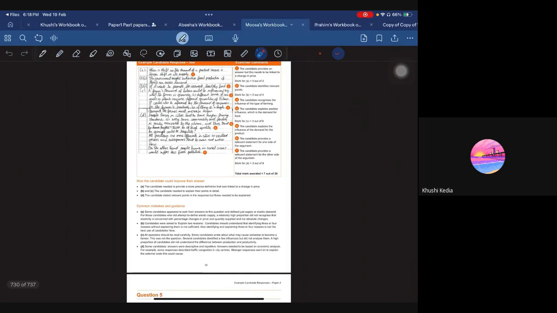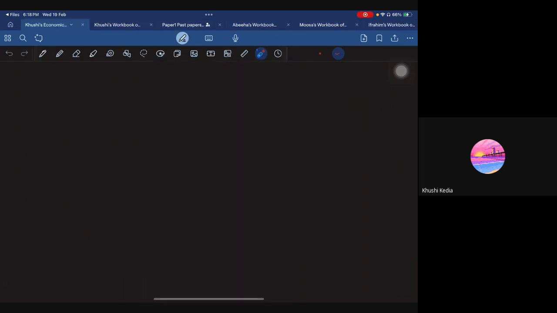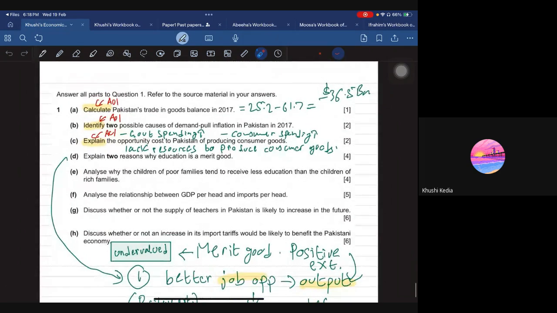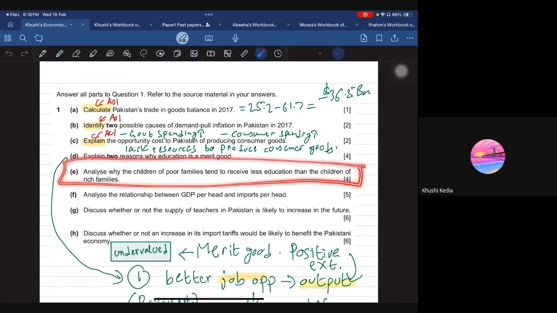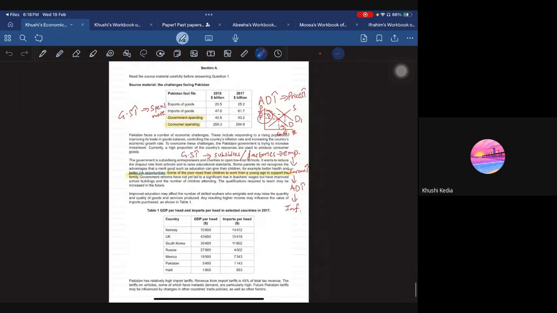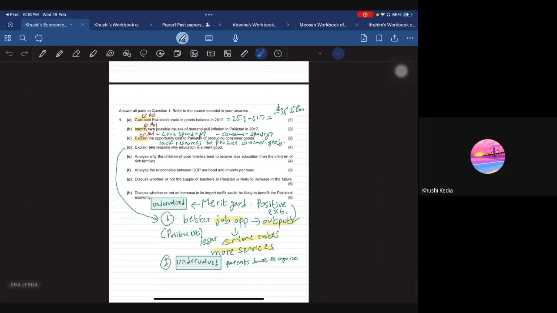Okay, so coming back, that's why it is important that you make the 2 points, and both should be linked to the case study. Now analyze why the children of poor families tend to receive less education than the children of rich families. Now what I want from you for this particular question, because it's a 4 marker, again a 4 marker, I want you to write this answer and share it with me.